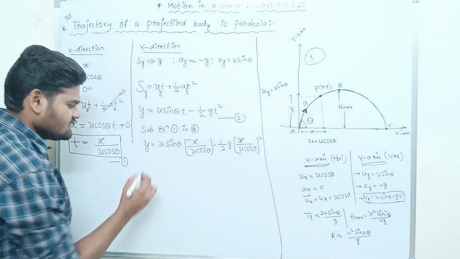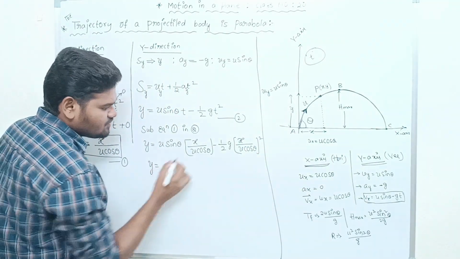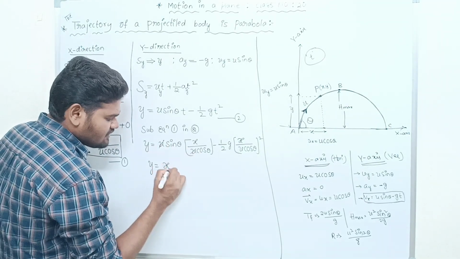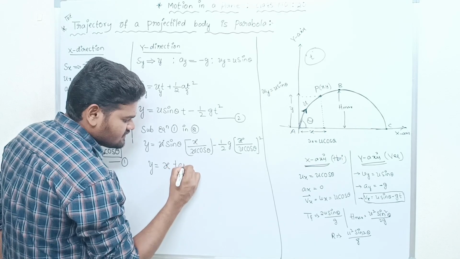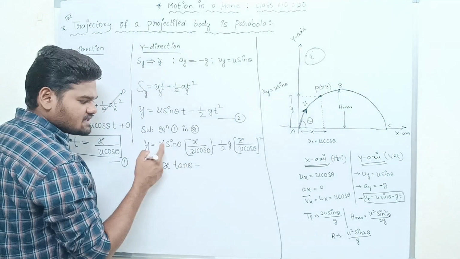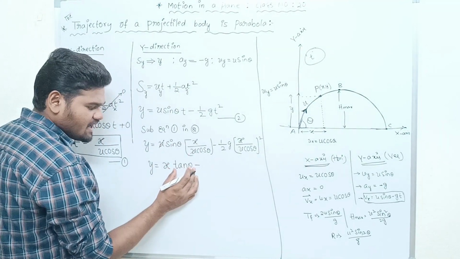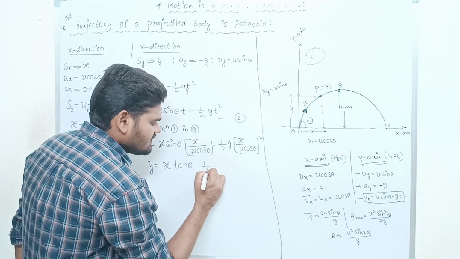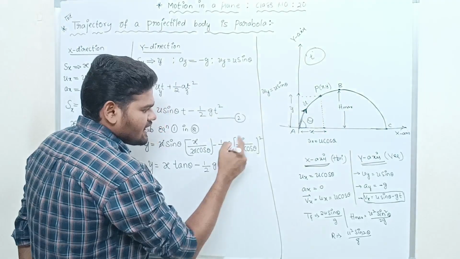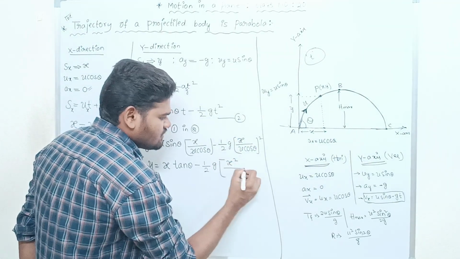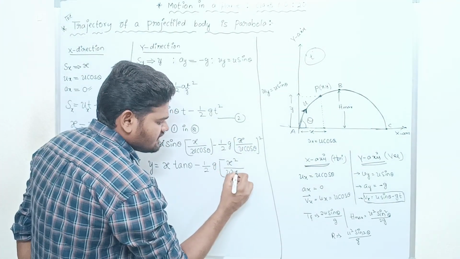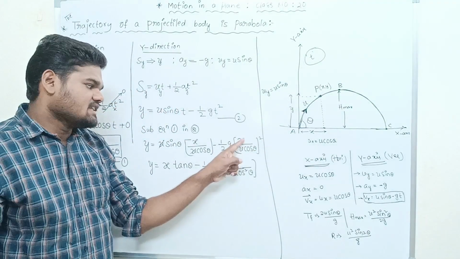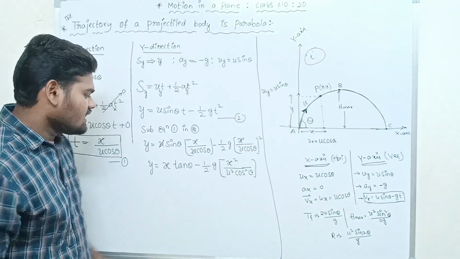So y is equal to, here, have a look, u gets cancelled out. Sin theta divided by cos theta, you will get x tan theta. Are you getting? So u gets cancelled out, sin theta divided by cos theta is nothing but tan theta. Here x is there, x tan theta. That's it. So half g, here we have x square divided by u square cos square theta.